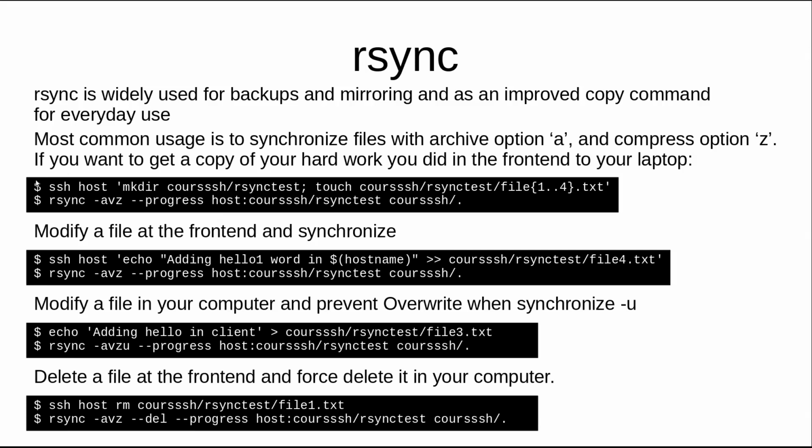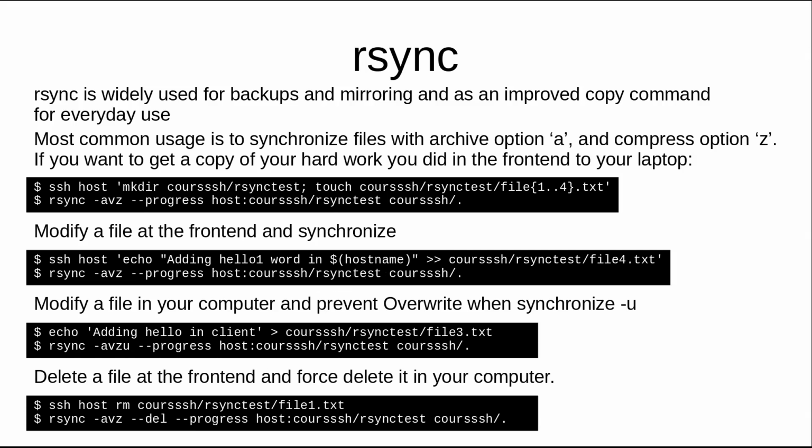For example, create a directory on the front end with 4 empty files and synchronize it to your local directory. Again, replace host with one of the front-end host names in your config file. Then modify only one file and synchronize again. You will see that only the modified file is synchronized.